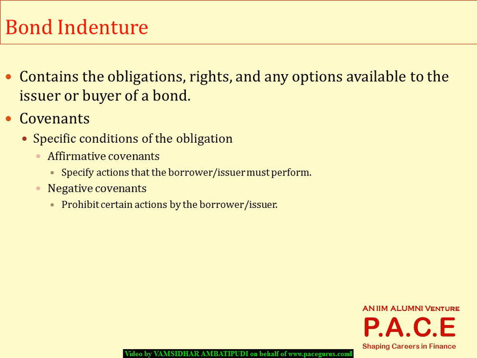Or it may say the company should not give any dividend more than a certain amount to the equity investors during the bond period. Such kinds of restrictions could be there on the bond, and that is one of the prime reasons the company also looks at manipulating their financial statements.